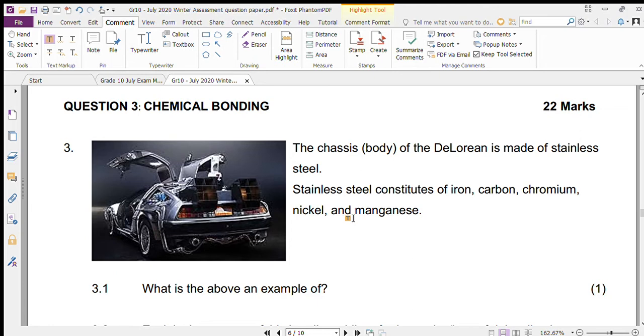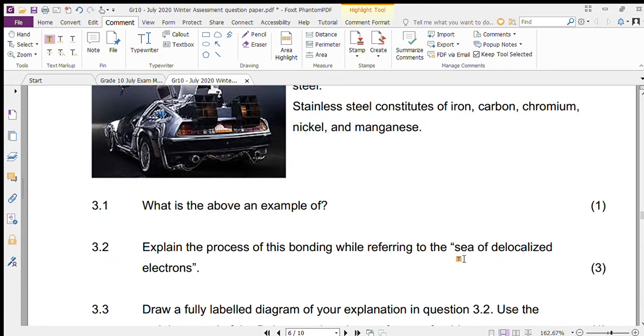Question 3 focused on metallic bonding. So if you read the little blurb, you would have automatically recognized that the question is going to focus on stainless steel. 3.1, very easy question. It asks what is the above an example of. If most of you didn't get this right, I would have been very concerned. This is metallic bonding or alloying. That's what I gave you a mark for.